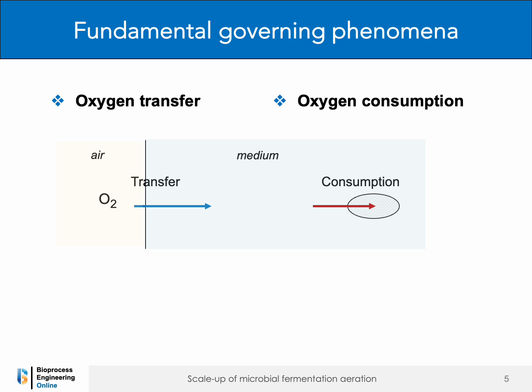Oxygen from the air phase dissolves at the gas-liquid interface and is subsequently transported to the microbial cells, where it is consumed for metabolic activity. The dissolved oxygen concentration in the fermenter is therefore determined by the dynamic balance between the rate of oxygen transfer from the gas phase and the rate of oxygen consumption by the cells.